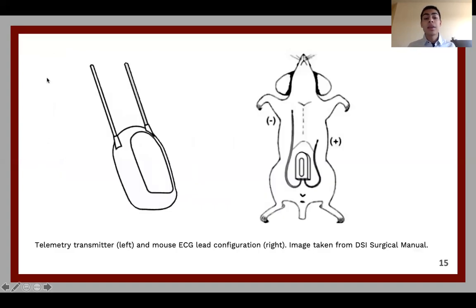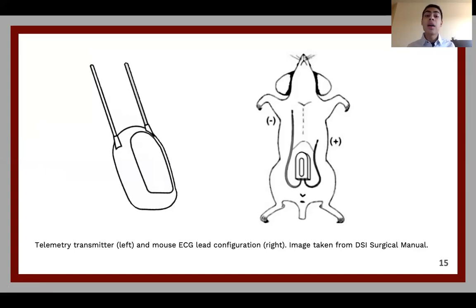So this diagram right here, the one on the left, is showing what the transmitter unit looked like. It had a positive and negative lead, and it was basically routed to, the negative lead was routed to the right acromion, which is right below the shoulder blade, and then the positive lead was routed to the apex of the heart.